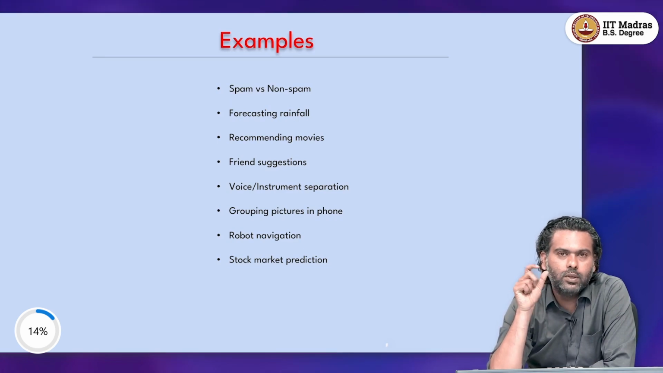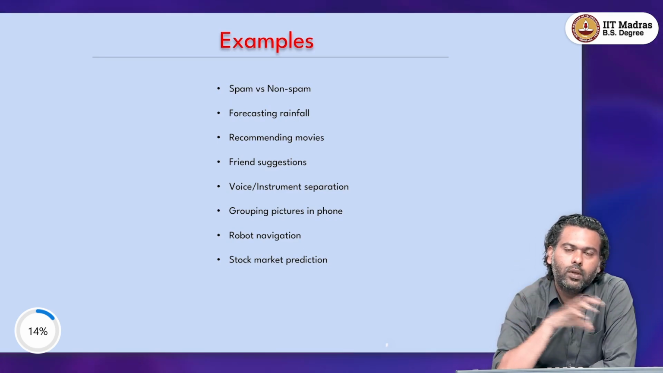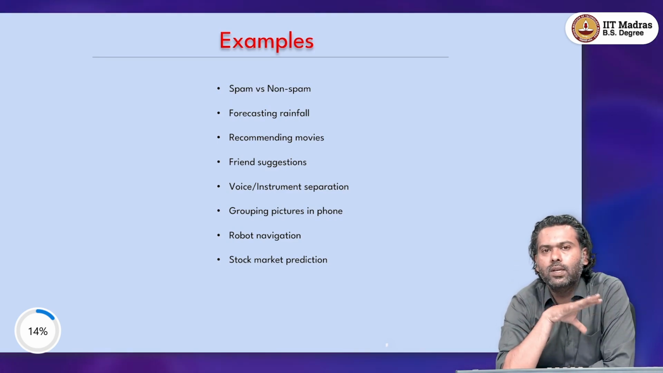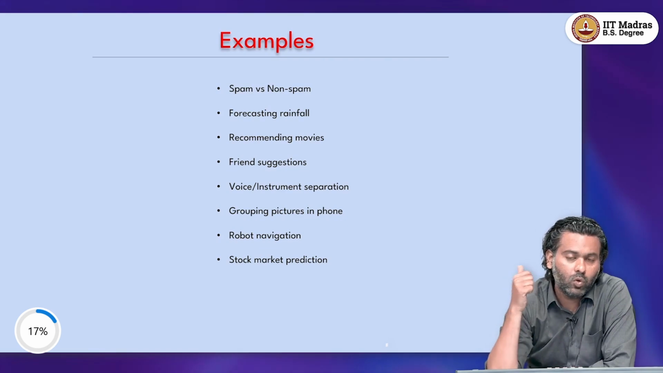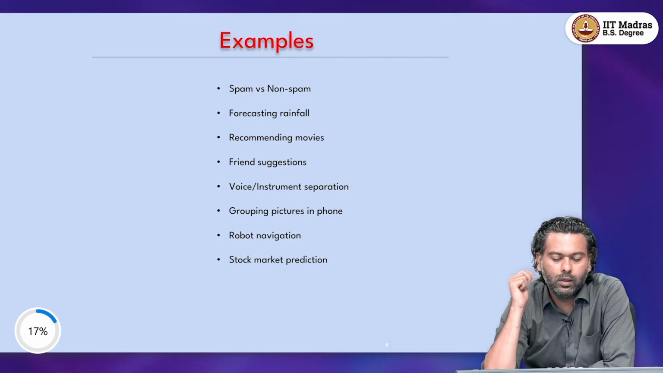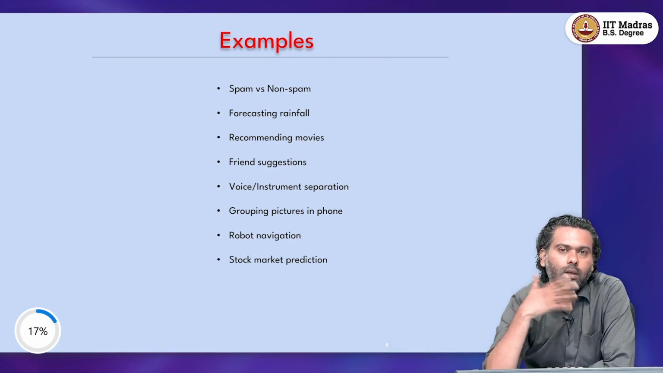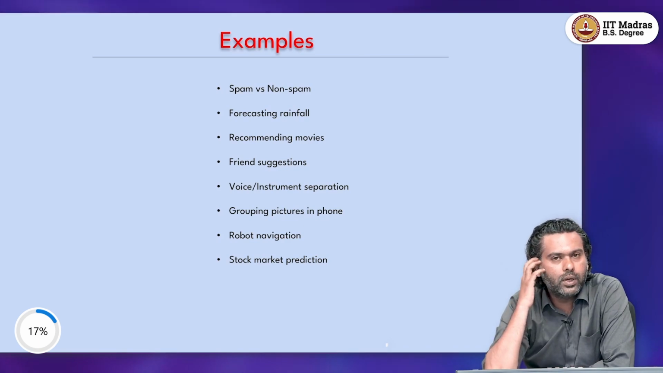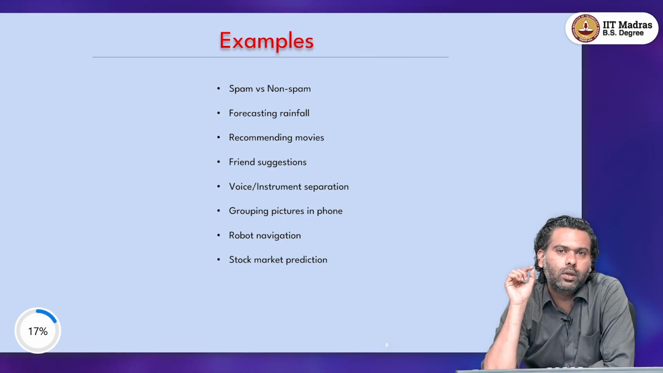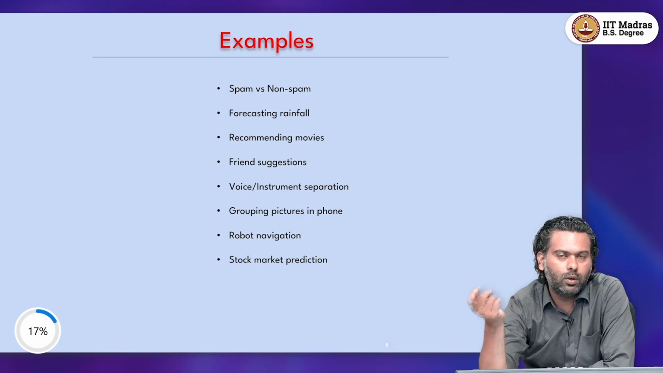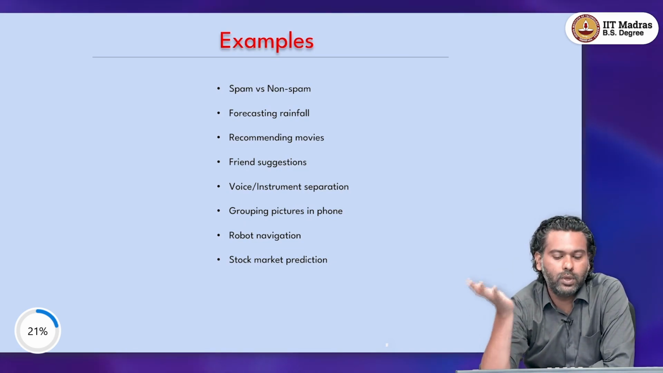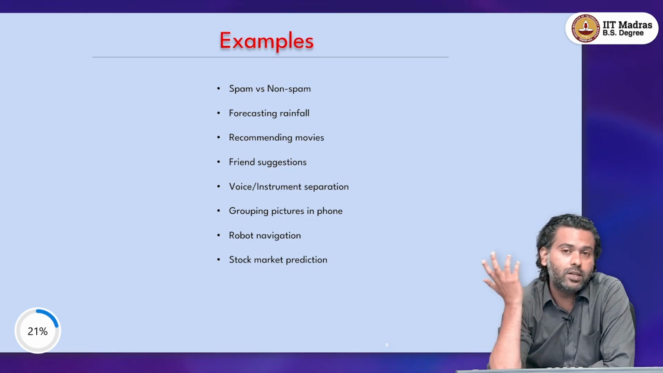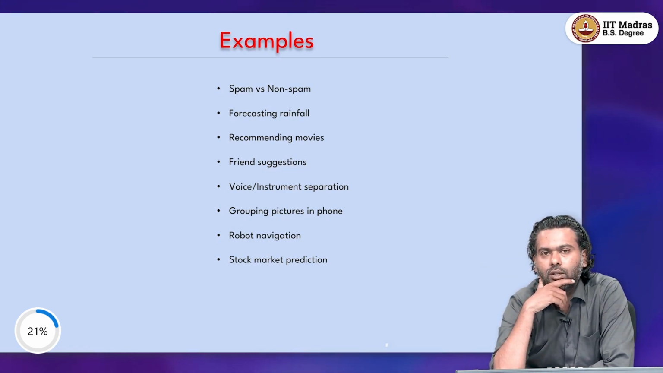The second example is forecasting rainfall. So given data of previous history of rainfalls in a location, we want to predict how much it will rain on a particular day. What type of learning is that? Third is recommending movies. Given a lot of movies, we want to figure out how many stars a particular movie gets. These are examples that we have already seen, so these three examples should be easy for you. Friend suggestion is another example.